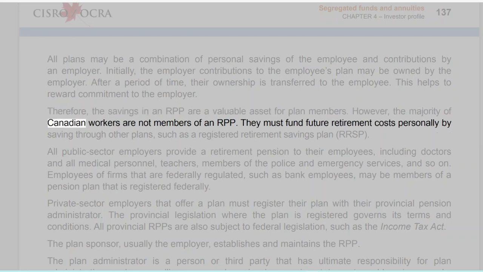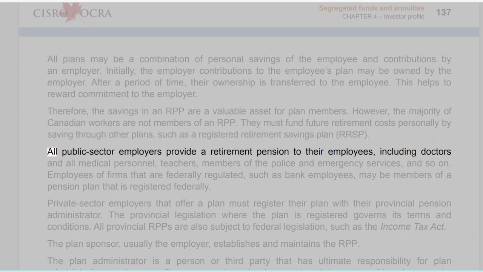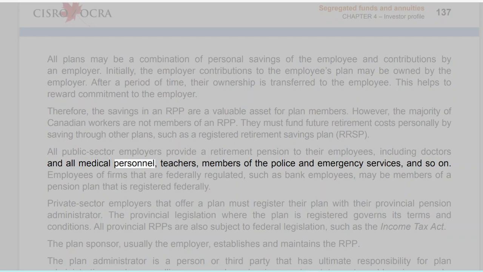However, the majority of Canadian workers are not members of an RPP. They must fund future retirement costs personally by saving through other plans, such as a Registered Retirement Savings Plan, RRSP. All public sector employers provide a retirement pension to their employees, including doctors and all medical personnel, teachers, members of the police and emergency services, and so on.